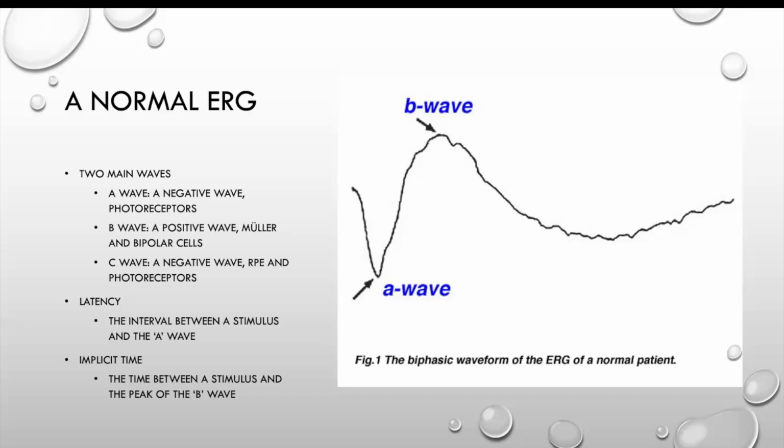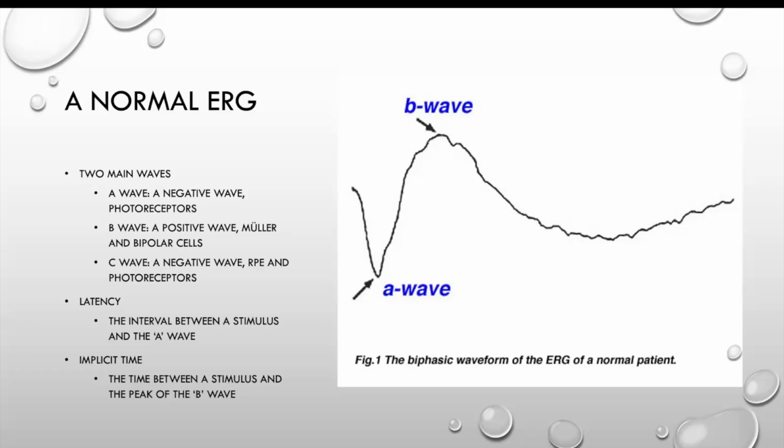So it's just remembering that the light obviously goes down to your photoreceptors first, and then that's where the electrical signal starts. So that A wave starts at your photoreceptors, and then the B wave is as the signal goes through your outer retina into your inner retina before it then reaches your ganglion cell layer. So that's where the kind of normal ERG is coming from.